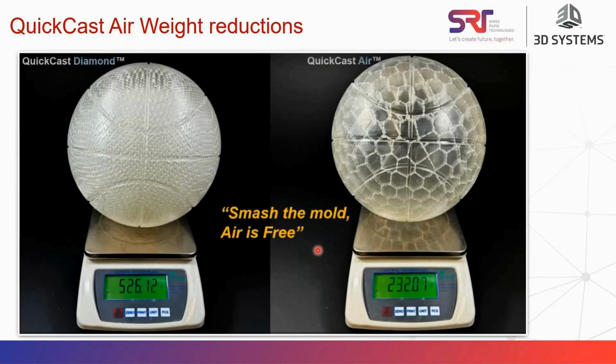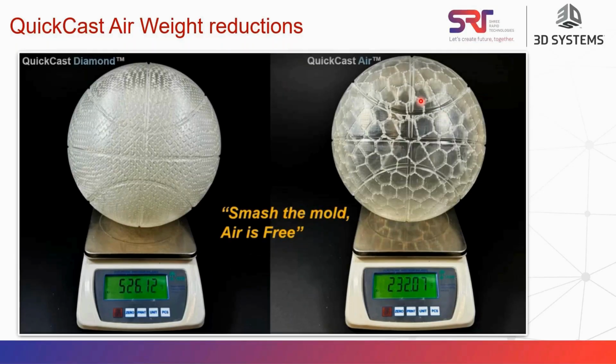Here is an example where they took a basketball. The left-hand side is printed in QuickCast diamond, and the right-hand side is printed in QuickCast air. You can see the weight reduction is almost 50% compared to the QuickCast diamond. So this is the QuickCast air they newly developed.